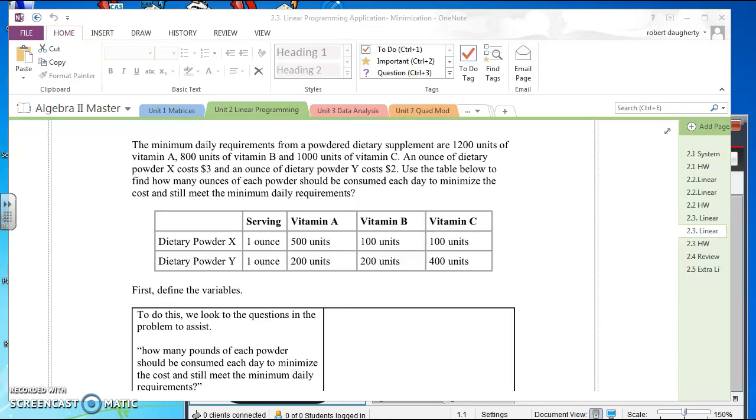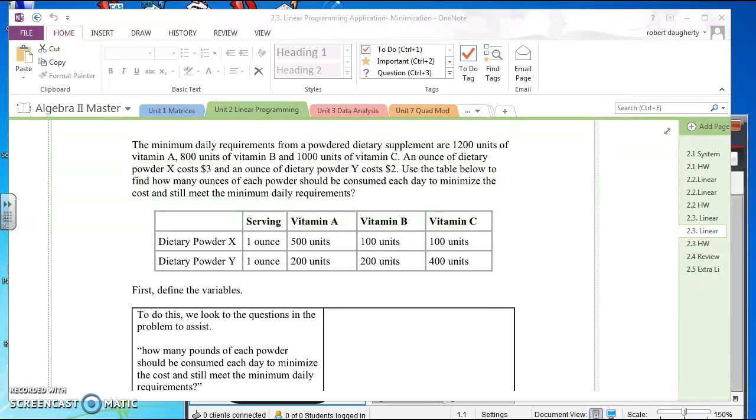Okay, continuing with linear programming today, let's take a look at a couple of examples in 2.3. So nothing new from 2.2. These problems tend to be minimization instead of maximization, but the basic mathematical concept will be the same.